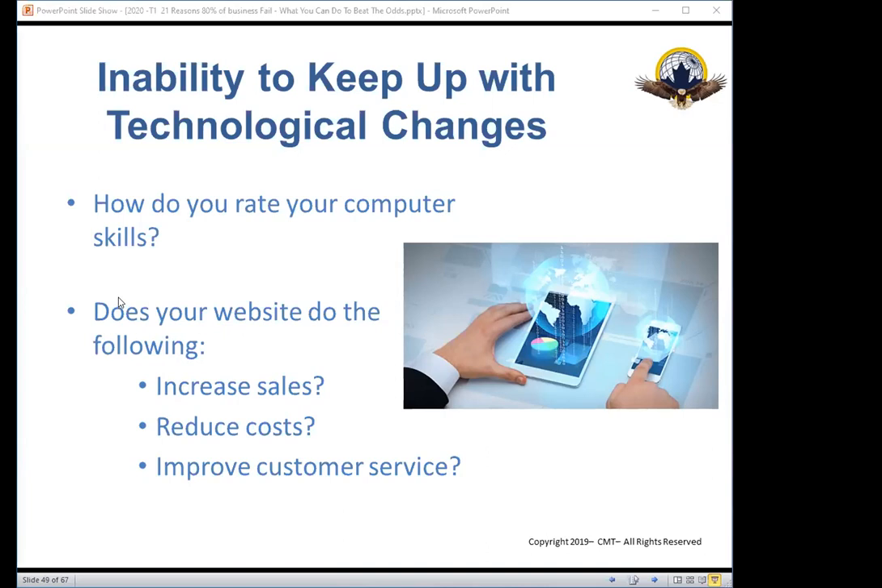But if you have not been keeping up your technological skills, you got to figure out ways to do that. Like maybe get someone around you that has those skills that you can rely on. Maybe outsource that. Does your website increase sales, reduce costs, and improve customer service?